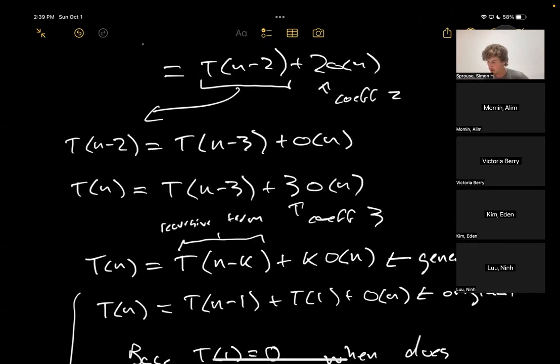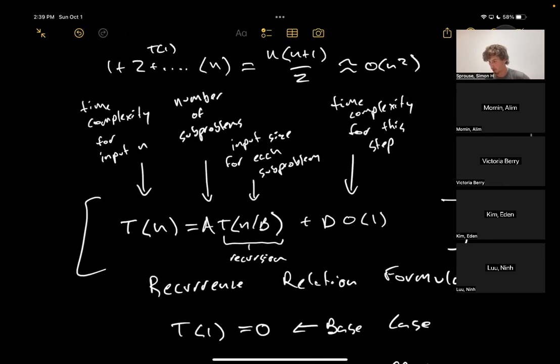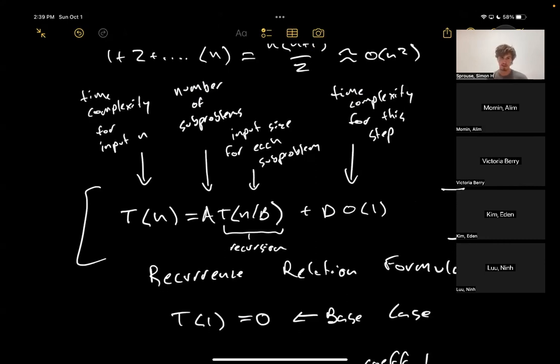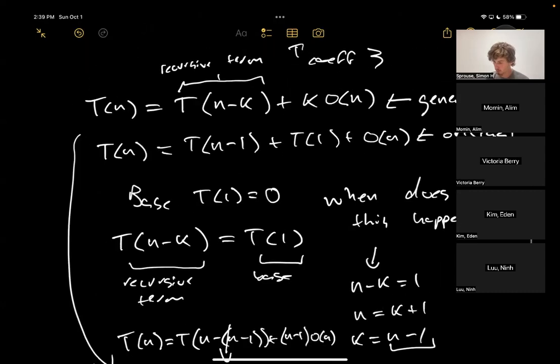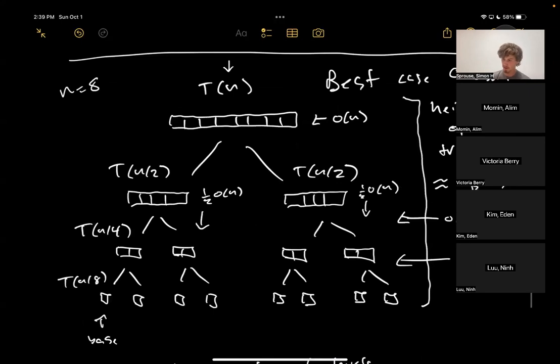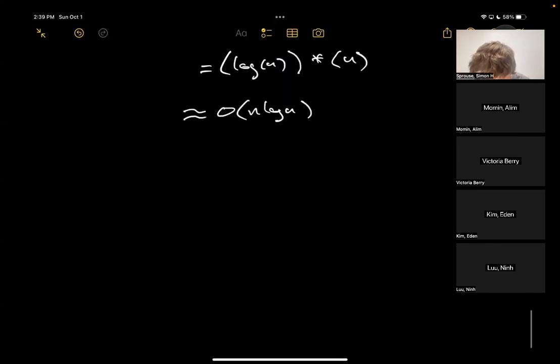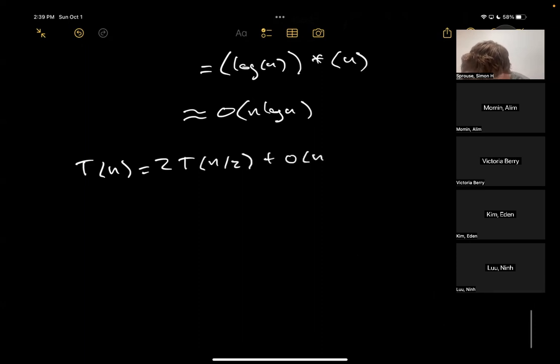So back to our wonderful recurrence relation general formula. Remember, we've got our actual recurrence relation term, we've got how many subproblems, the size of each subproblem, and then the time complexity for this step. Let's go ahead and write another one of those. So looking at this, it seems like at each iteration, we're going to have two subproblems of size n over 2, and it's going to be O of n per step. So let's go ahead and formalize that as this. So let's just say this is best case.